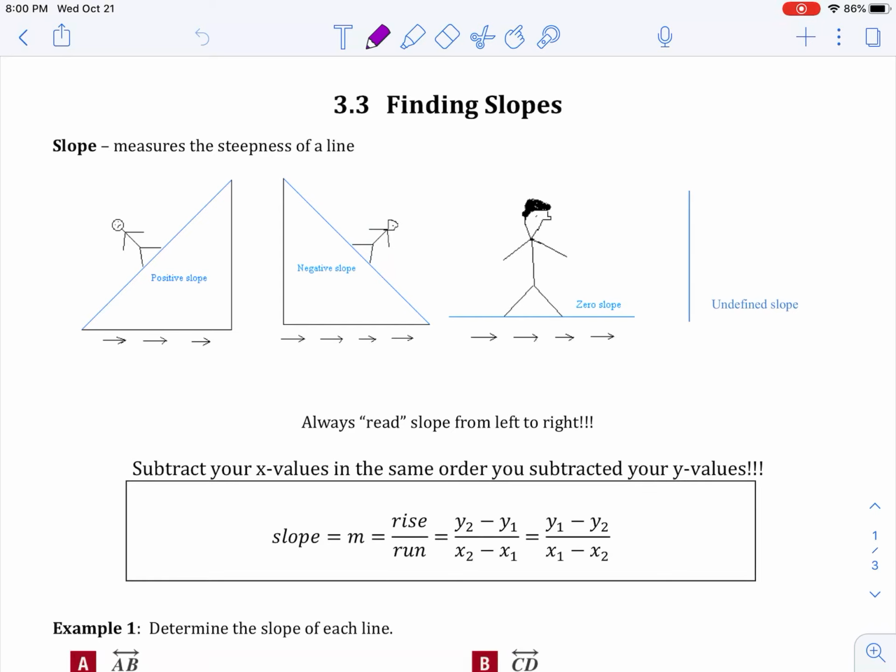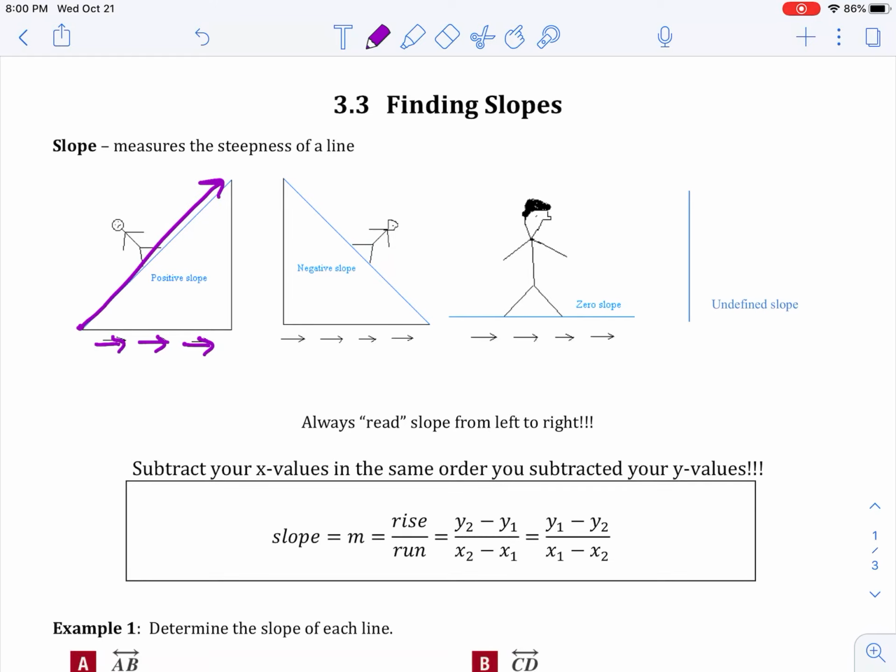All right? So the first picture is a picture of a positive slope because that person is clearly walking uphill. And you're going to see these little arrows down below. Those are telling you that we always read our slope from left to right. So if we're deciding if a slope is positive versus negative, you want to look at it from left to right. If you start at the bottom on the left and move to the right, we would be heading uphill.